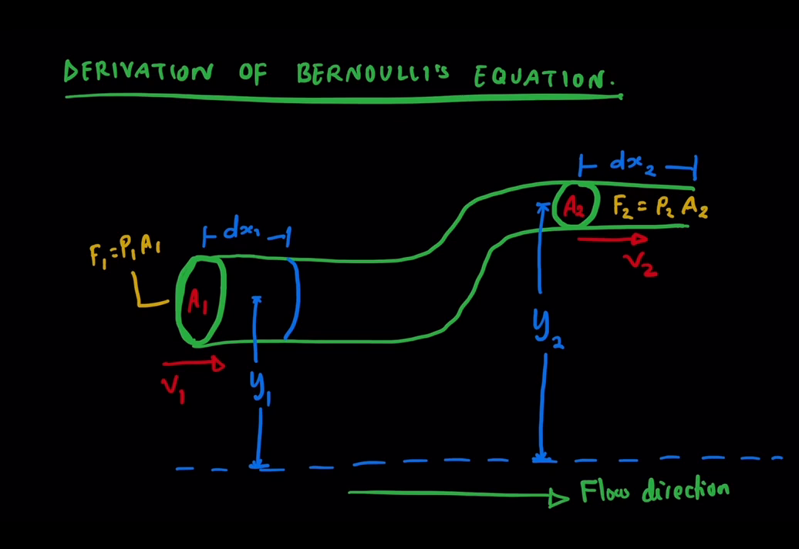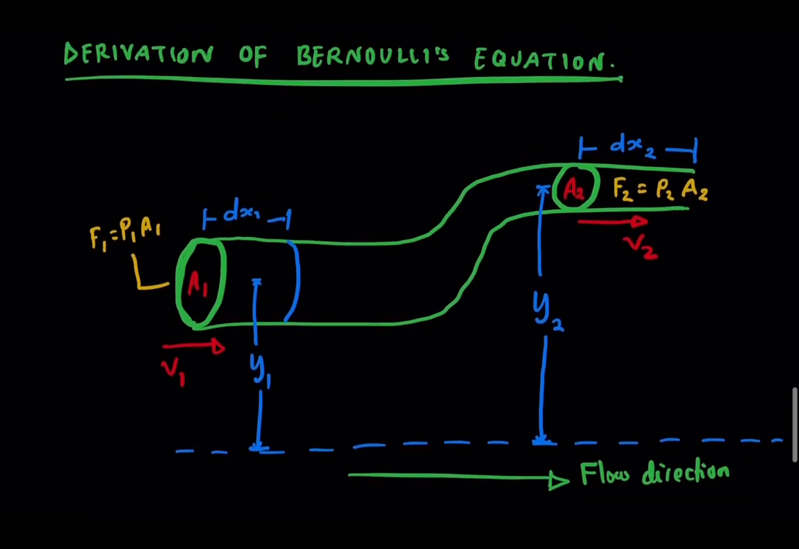Hi friends, in this video we're going to derive Bernoulli's equation. Consider a pipe with varying diameter and height through which an incompressible fluid flows. Let's also assume ideal conditions for the flow, that the fluid density is constant at both points. Also, we're going to assume that the energy is conserved as there are no friction forces, no viscous forces.